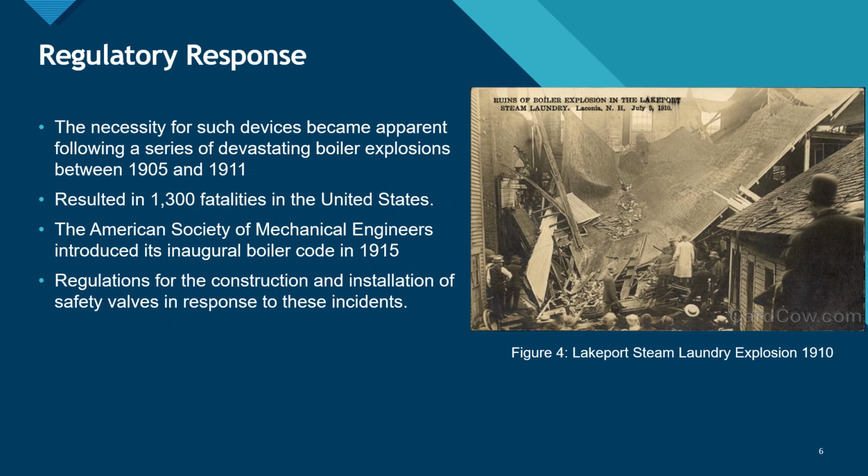Later on down the road, the necessity for such devices became apparent following a series of devastating boiler explosions between 1905 and 1911. This resulted in 1,300 fatalities in the United States alone. From here, the American Society of Mechanical Engineers introduced its inaugural boiler code in 1915. This code included regulations for the construction and installation of safety valves in response to these incidents.